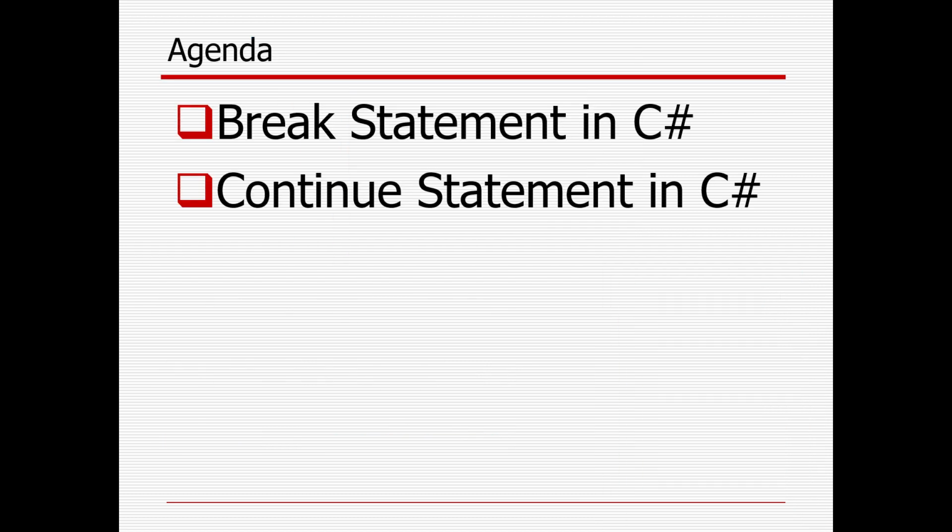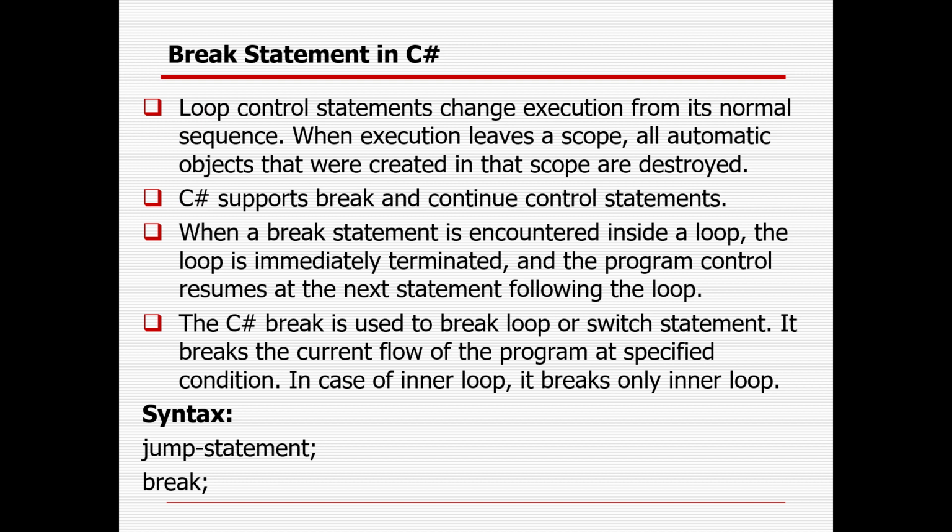In this session you can learn the importance of break and continue keyword statements to control the flow of execution for while, do while and for loop in C#. So loop control statements change execution from its normal sequence. When execution leaves a scope, all automatic objects that were created in that scope are destroyed. C# supports break and continue control statements.